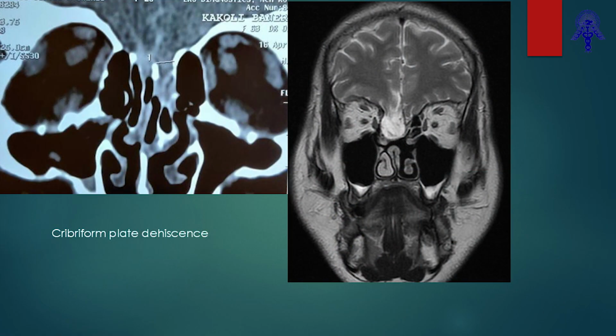Next is the cribriform plate dehiscence. You all know, a patient coming with an active CSF leak, you do a CT cisternography. This is the image of a CT cisternography. But you are not sure what the content of this herniation is. It may contain only CSF, it may contain brain matter. So to be sure, you can do an MRI, MR cisternography. Here you can see that there is a huge amount of CSF, and a little bit of herniation of the brain.